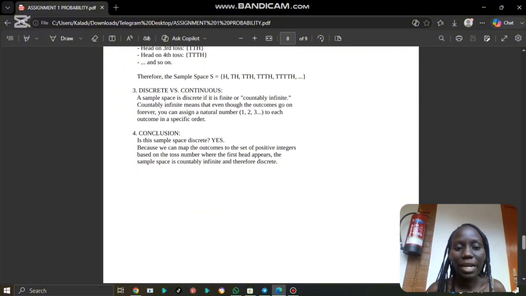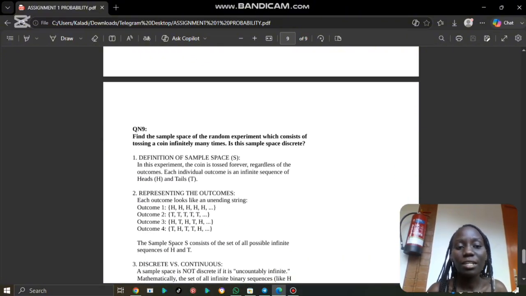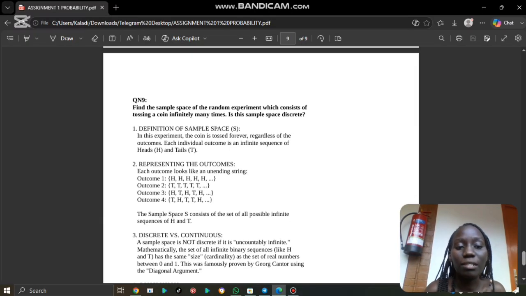Now for number 9. Number 9 is similar to number 8. It's just that we find a sample space of the random experiment which consists of tossing a coin infinitely many times. And then, is the sample space discrete or not? Here we did the same thing, just that here the coin is tossed forever.